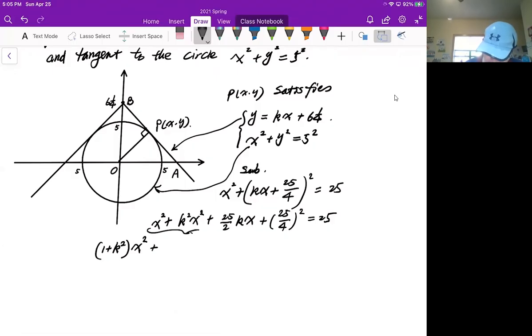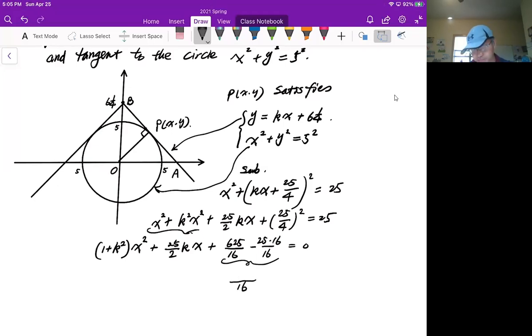And then the next one will be 25 over 2k. That's the x term. And then the constant term will be 625 over 16 minus 25, that's equal to 0. That number is 16 here. 25 times 16 is 400, right? So 625 minus 400 is actually 225.